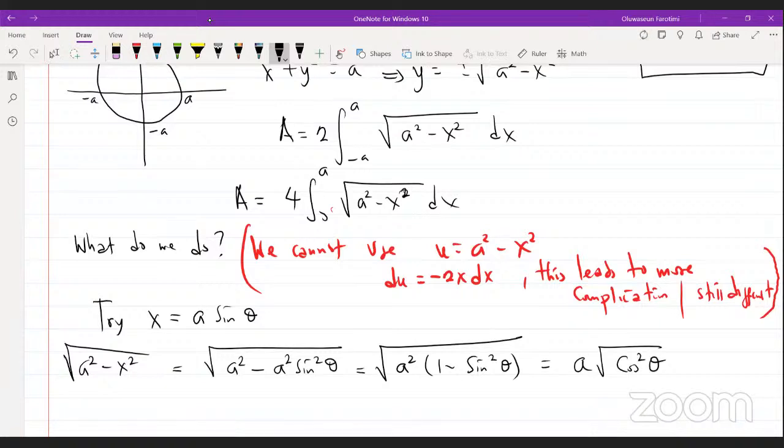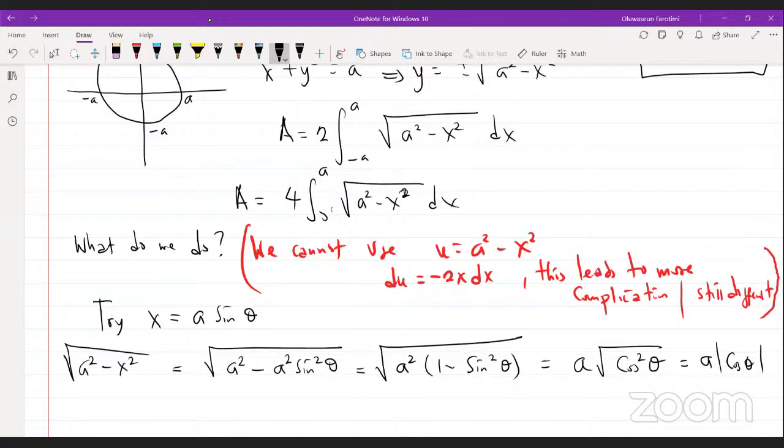Now, what is the assumption we're making here, guys? We're assuming that a is positive. Even if a is negative, it really doesn't matter, right? Because if you square a negative number, it gives you positive. So whether a is positive or negative, it doesn't matter. I can relax this condition. And then this is just going to be a times the absolute value of cosine of theta.